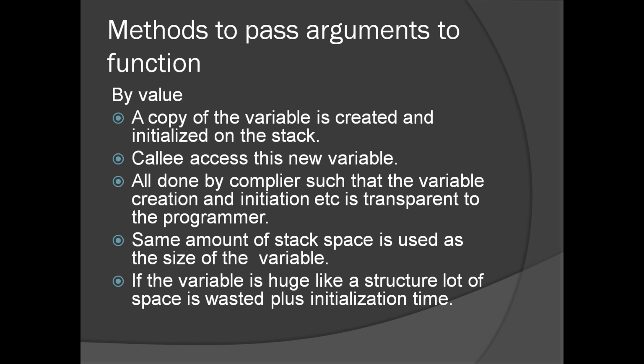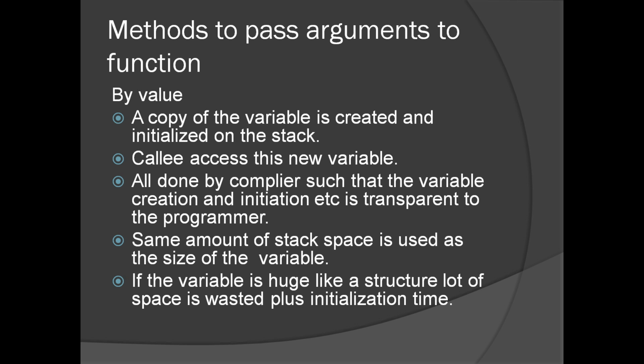Basically, there are two methods to pass an argument to a function. One is by value, another is by pointer. When we pass the argument by value, a copy of the variable is created and initialized on the stack. The callee, or the function which is being called, accesses the new variable which is passed from the caller. All of this is done by the compiler, such that the variable creation and initialization is transparent to the programmer. The programmer is not doing any of these things. He is just calling the function.